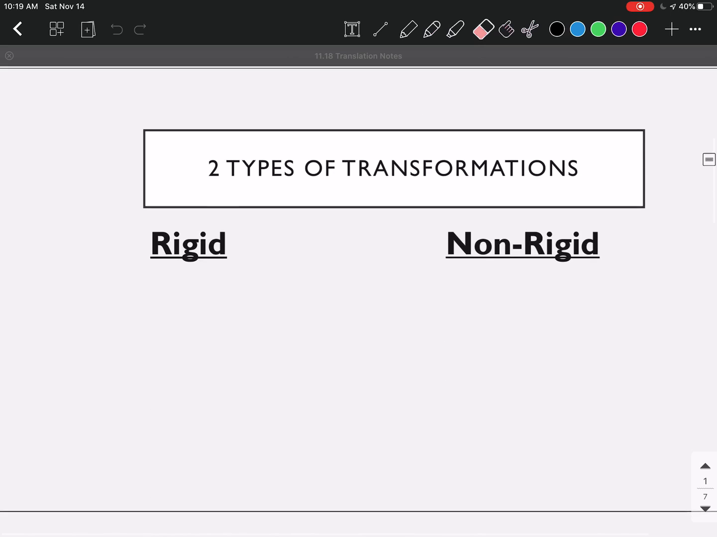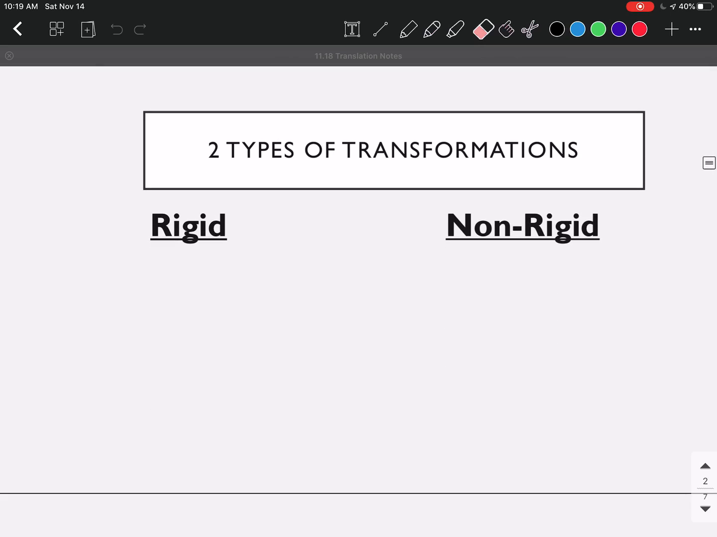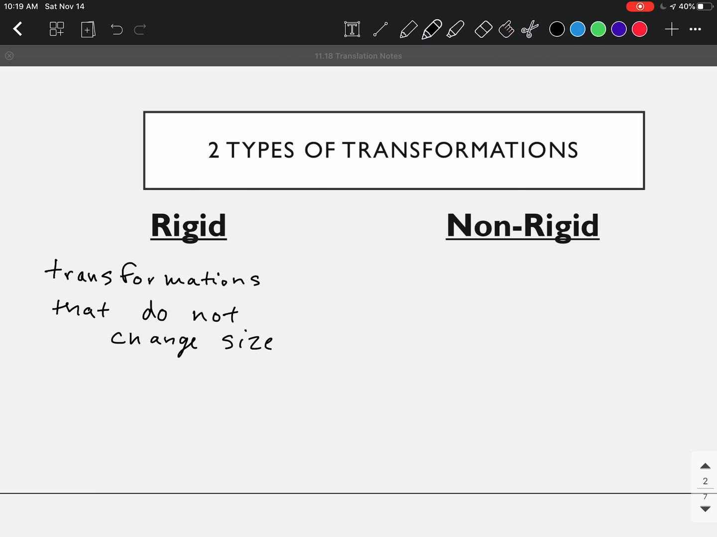So, we'll have two different types of transformations, rigid and non-rigid. Rigid transformations are transformations that do not change size. And so, we'll have three types that will not change the size of the original shape.